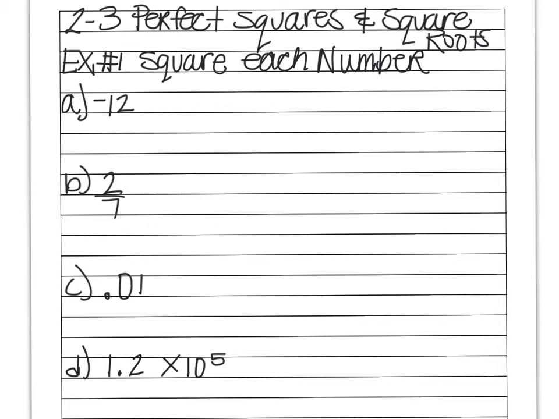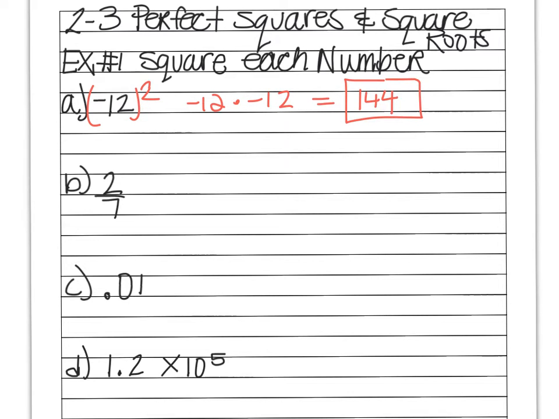Perfect squares and square roots is the lesson of the day. Our first example, it says to square each number. So here we have negative 12, and we're going to just go ahead and square that. So that means we're going to take it to the power of 2. So that is just negative 12 times negative 12, which gives us a positive 144.